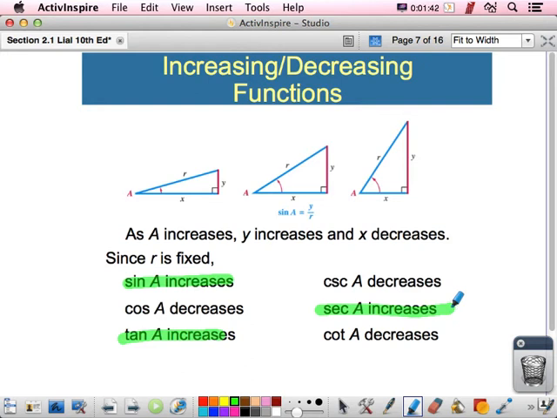So all of the C's have an opposite relationship. Bigger angle, smaller trig value. All of the non-C's, sine, tangent, and secant, they have a positive relationship. As the angle gets bigger, so does the function value.